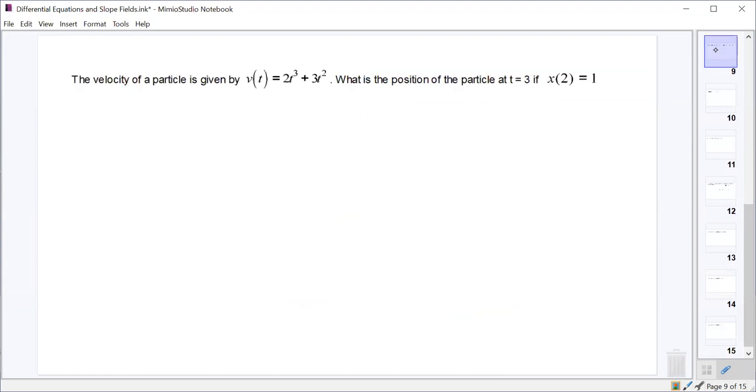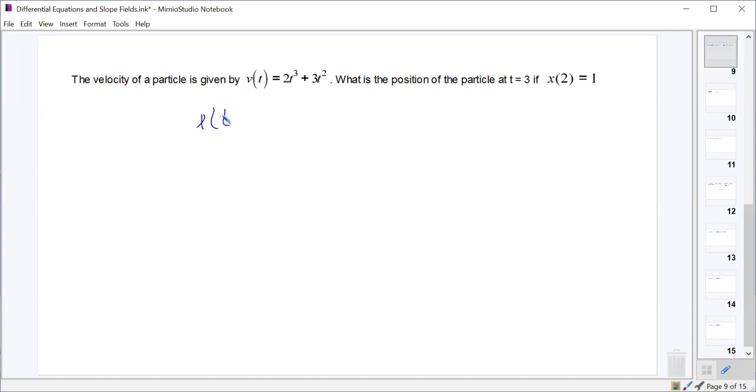All right. So let's move on and do a couple of motion type problems. We're going to be given a velocity function. The velocity of a particle is v of t equals 2t cubed plus 3t squared. And we want to know the position of the particle at t equals 3 if x of 2 is equal to 1. So if we're given a velocity function, how do you think we get a position function? Take the integral of it. Yep. The derivative of position is velocity, so the integral of velocity is position.